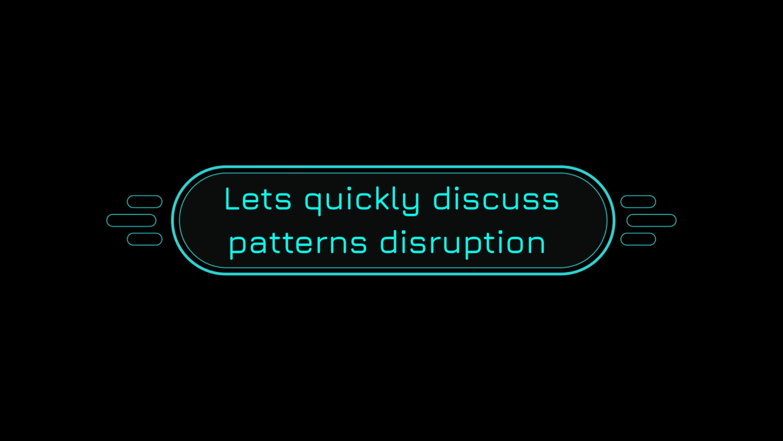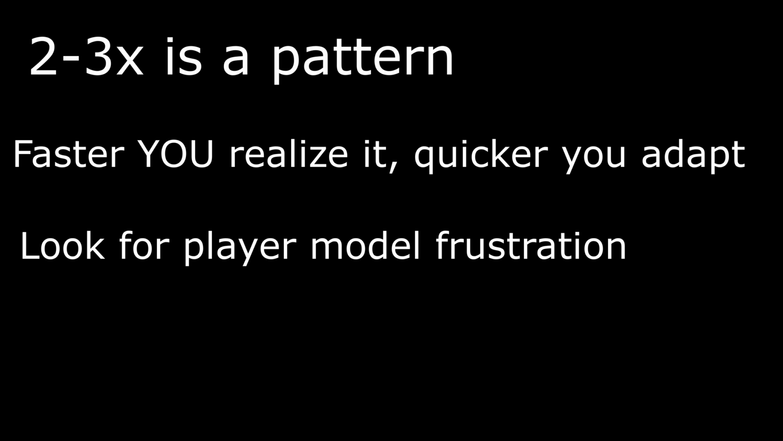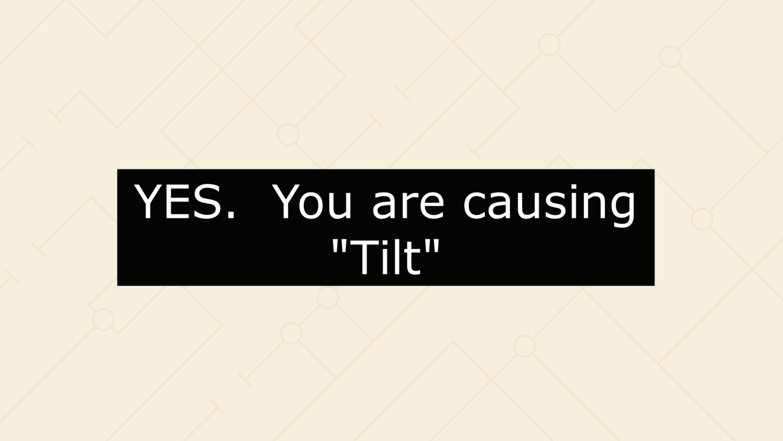Let's do a quick discussion on what it is to cause a pattern disruption. Really simply put, if your opponent does something 2 to 3 times, it's a pattern. That means they do it often enough that it's basically a habit. The faster you realize what their habits are, the better you're going to become at taking advantage of it. And there are identifiable things you can look for in that player's character model to know that you've had an effect. You're basically putting them on tilt when they do things like blindly rush you.